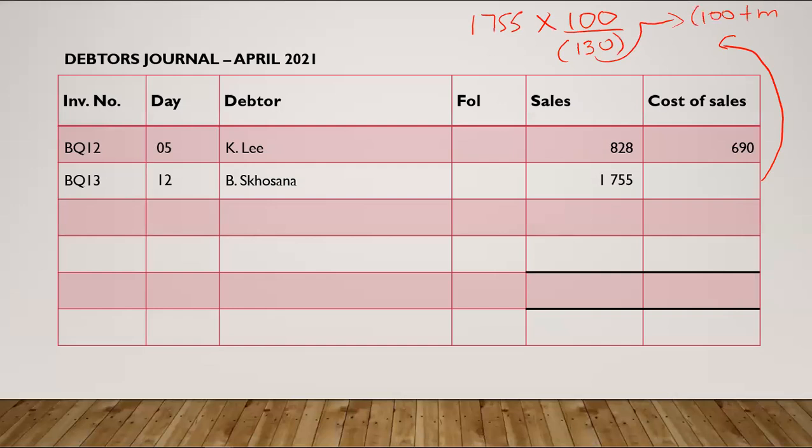And in this case, the markup was 30%. So that is why I'm going to take 100, add it with 30%. That's how I got the 130. The cost price will be 1,350. This will go straight to the debtors ledger of Bisco Sana.